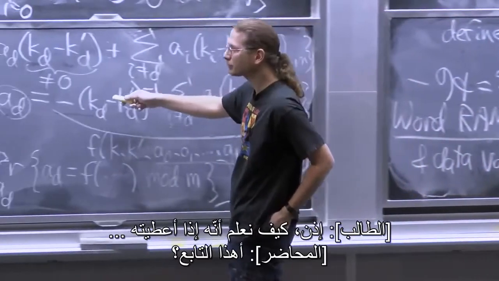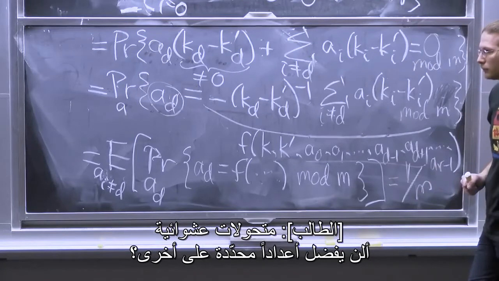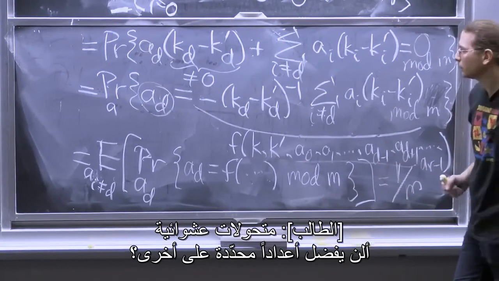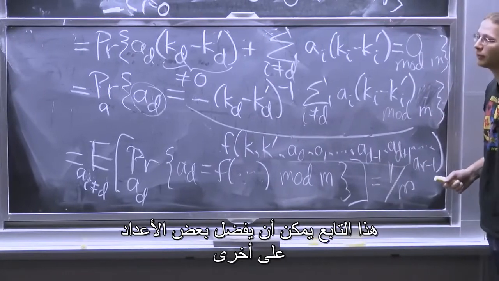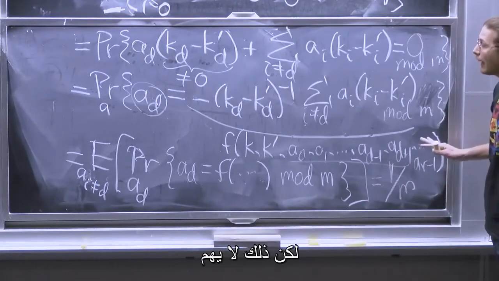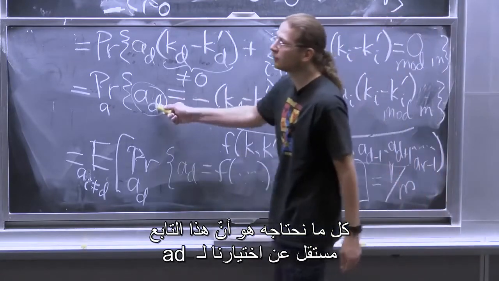Yes. So how do we know that this function, if you give it random variables, won't prefer certain numbers over others? So this function may prefer some numbers over others. But it doesn't matter. All we need is that this function is independent of our choice of AD.